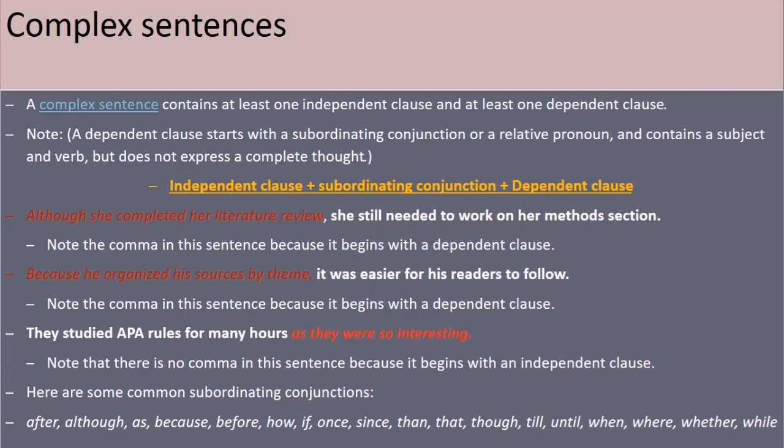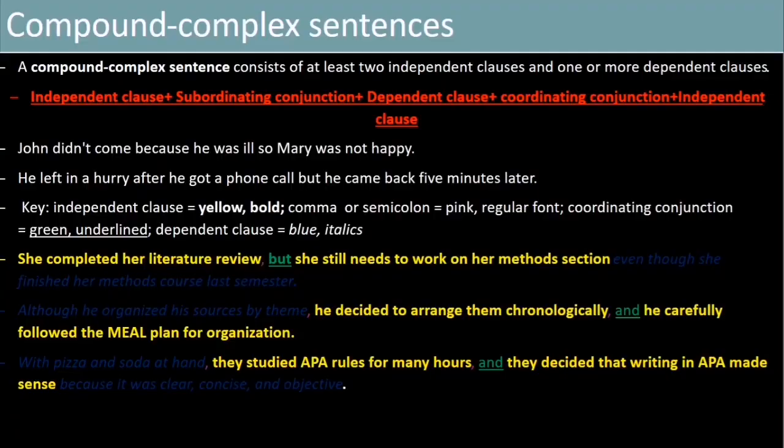There are different subordinating conjunctions, as in compound sentences. There were actually seven coordinating conjunctions, and we have many subordinating conjunctions like after, although, as, because, before, how, if, once, since, then, that, though, till, until, where, when, whether, why. These are the subordinating conjunctions.